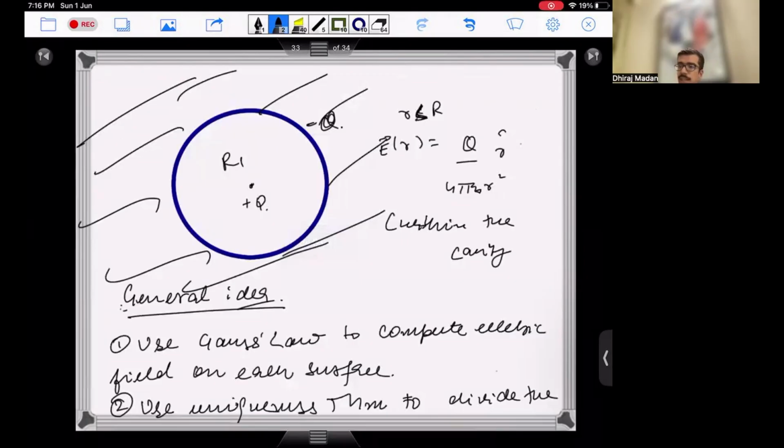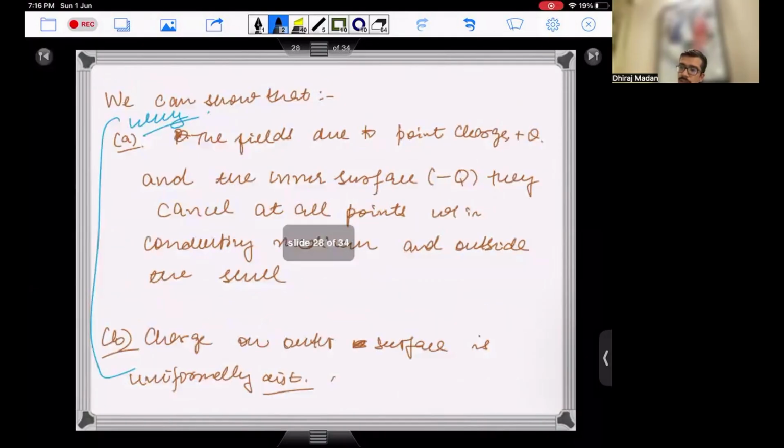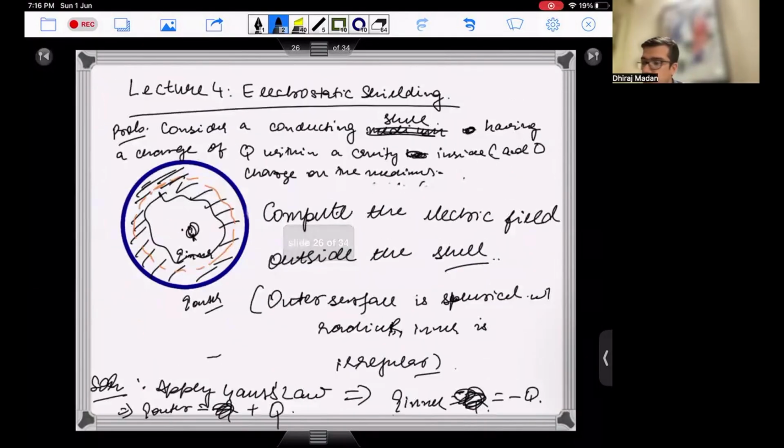That's it for today's lecture. Let me just revise what we did today. We started with a problem wherein there was a cavity in which a charge was placed inside. The inner surface of the cavity was asymmetrical, whereas the outer surface was a perfect sphere. We wanted to compute the electric field outside the outer spherical surface. The idea is that we split this into two regions: one within the cavity and the other outside it.